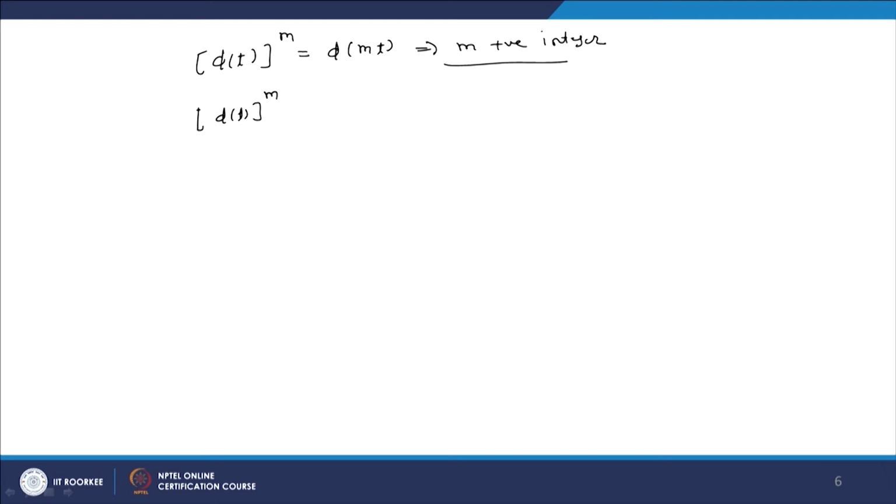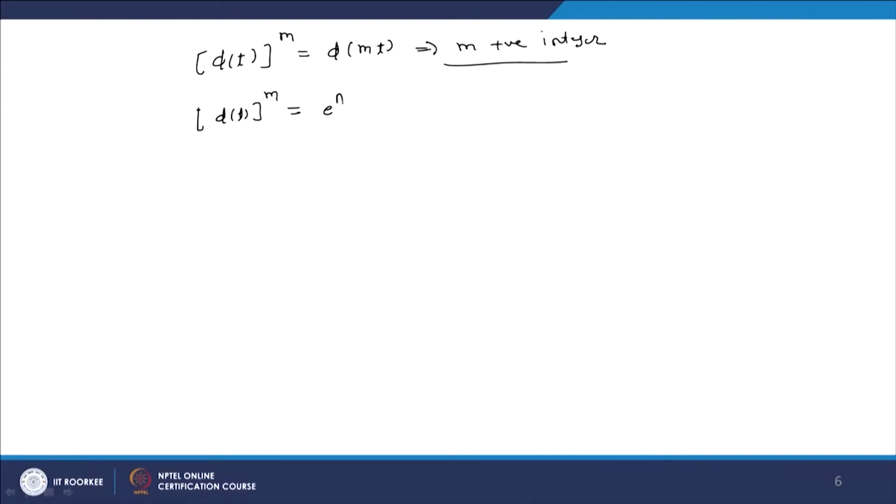Now the next property: phi of t raised to m equals phi of m times t. In this case m is any positive integer. Now this we have to prove. So phi of t raised to m, where phi of t is nothing but e raised to a t.